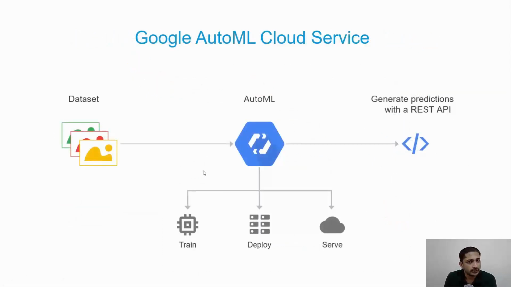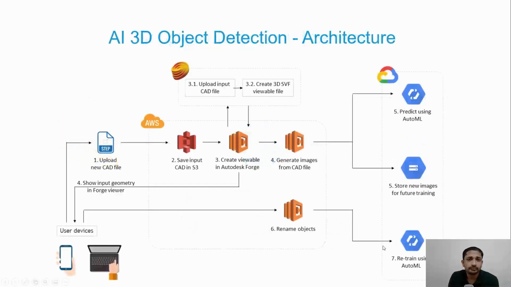So Google and other cloud services also provide these ML services, which really helps us to reduce the development time of our AI applications. So that's how the full architecture is here.